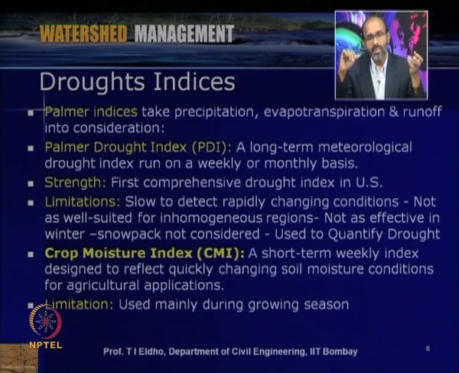So, starting from putting in the seeds and then with respect to the growing conditions of the crop, the crop moisture index tells whether there is any possibility of drought as far as that particular crop is concerned. One of the limitations of this crop moisture index is that it is used mainly during the growing season. Otherwise, this is useful for agricultural areas. So, that is about the crop moisture index.